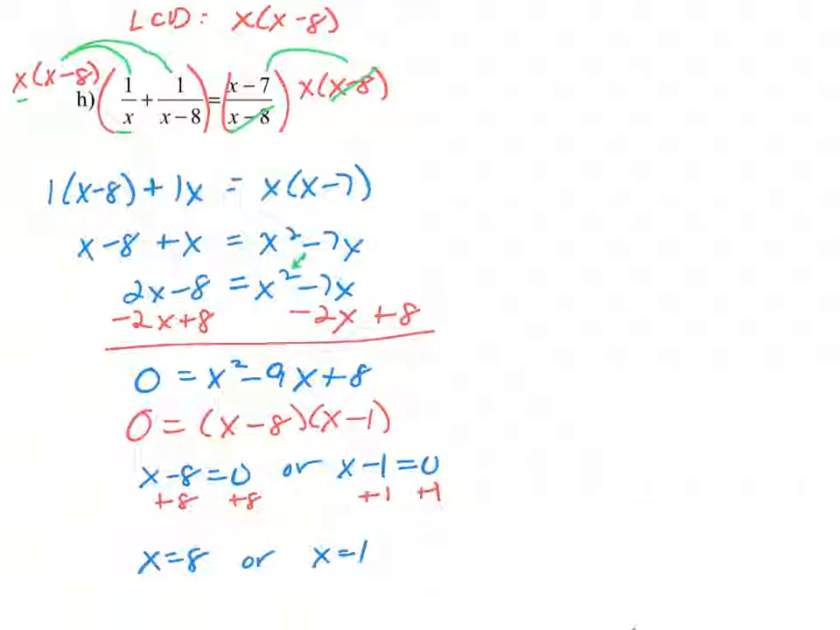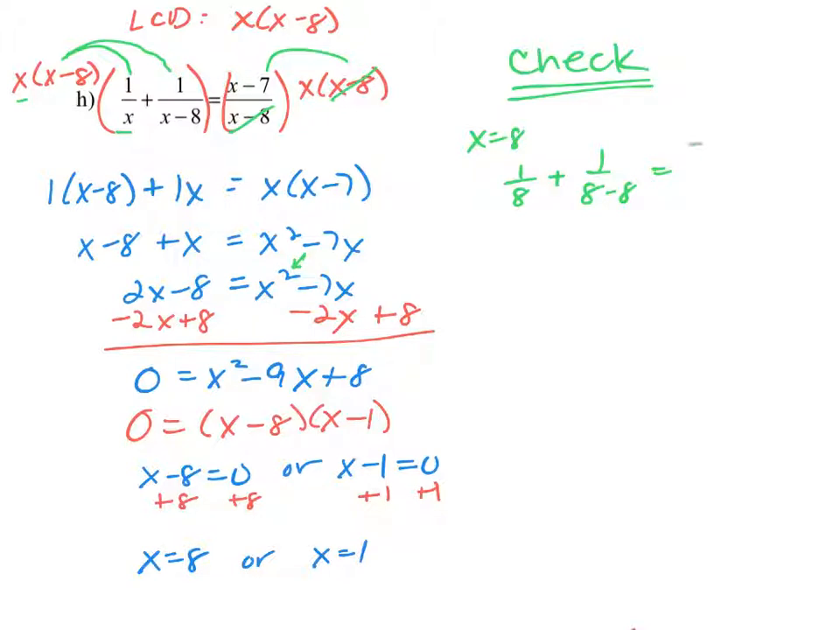However, we do want to check our answer. We want to check both answers to make sure that we have not found any extraneous solutions, and this is very important when you're solving rational equations. Let's begin with checking x equals 8. When you check x equals 8, you get 1 over 8 plus 1 over 8 minus 8 equals 8 minus 7 over 8 minus 8.